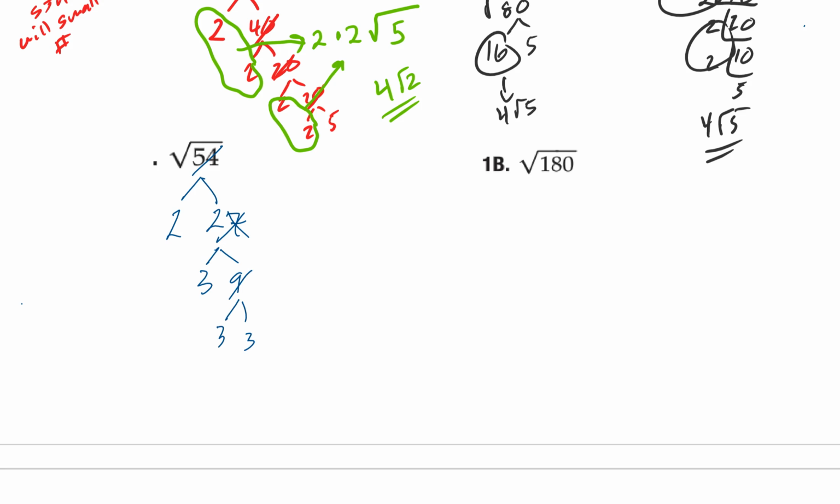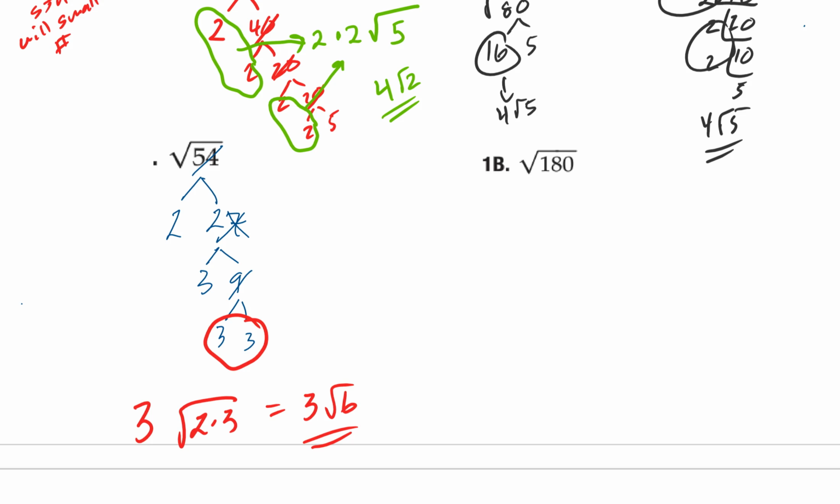And then what happens here is, you do the pairs. I have a pair of 3s. That comes on the outside. On the inside, I'm left with 2 and 3. You multiply whatever is on the inside and whatever's on the outside, so you get 3 rad 6. And that's all you can do. You cannot break down 6, right? 6 is 2 and 3, but no pairs. So there you go.